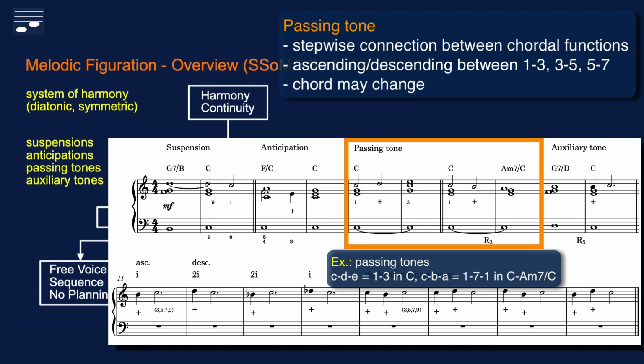A passing tone connects two adjacent chordal functions, such as 1 and 3 or 3 and 5. Here you see an example of an ascending and a descending passing tone. The latter example also involves a chord change.